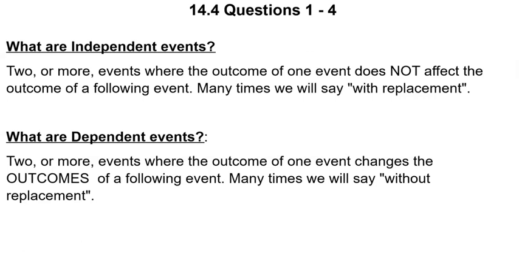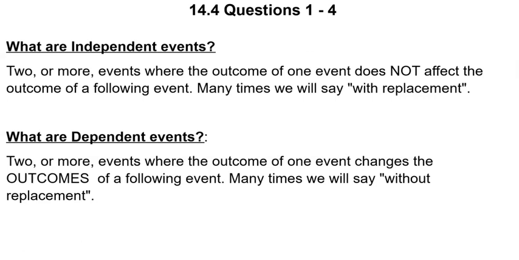I reach into a bag and I grab out a random marble, I put it back and I grab a second marble, put it back, grab a third marble. I randomly grab a shirt out of my closet, look at it, put it back, randomly grab a second shirt out of my closet. Those are all independent events because the probability of the second event does not change because of what happened the first time around.